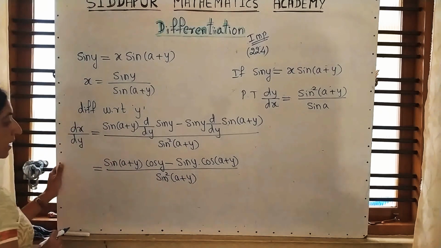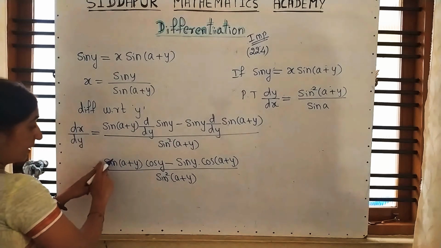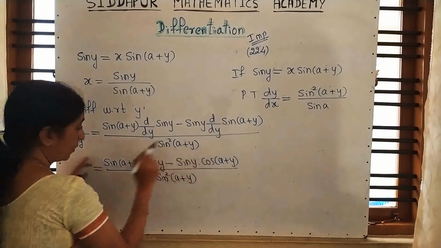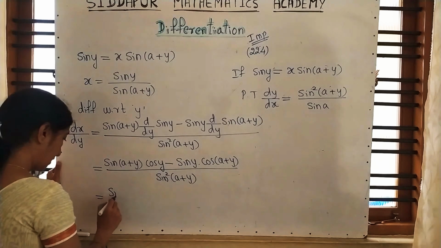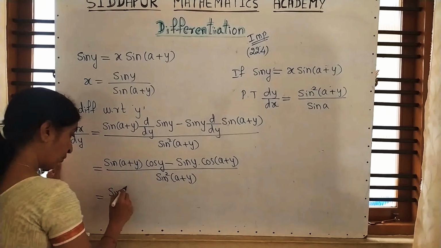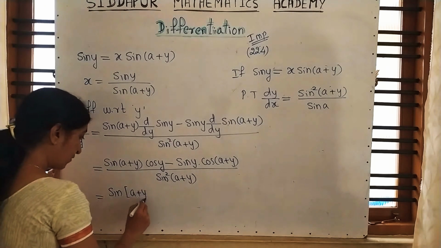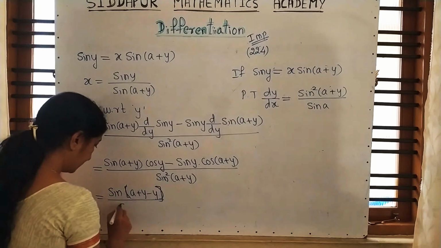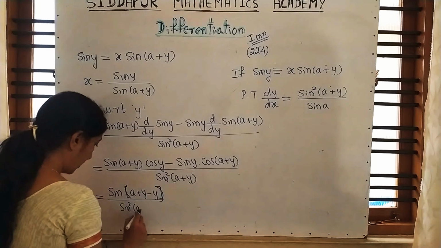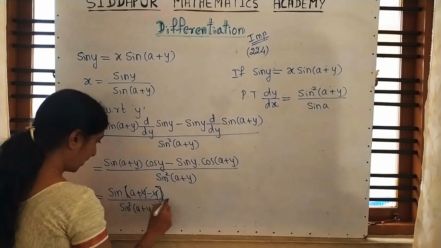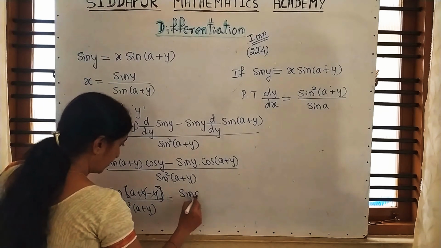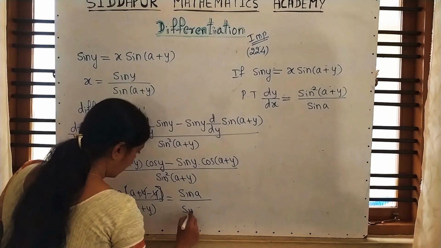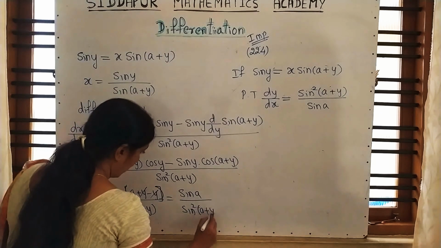See the numerator, it is in the form of a trigonometric term: sin x cos y minus cos x sin y. That is sin of (x minus y), so sin(a + y − y), divided by sin²(a + y). The plus y and minus y cancel. Sin a divided by sin²(a + y).